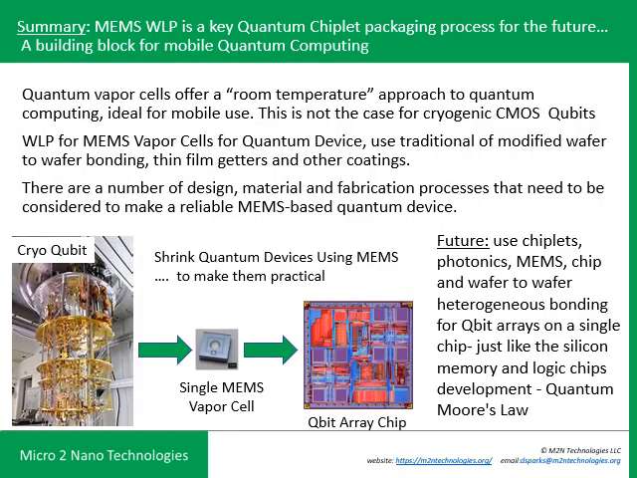So in summary, MEMS wafer-level packaging is going to be a key element to making quantum chiplets, to making qubits that are mobile. Vapor cells can be essentially at room temperature. They can be heated with an on-chip element that requires microamps of power or current. So that's one potential way to get to mobile AI, mobile quantum computing. I don't think mobile quantum computing has an option with cryogenic CMOS qubits in the way they're configured now. They're just too large, they're too power intensive.